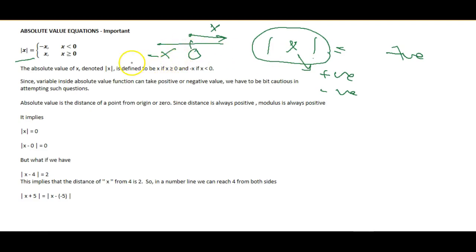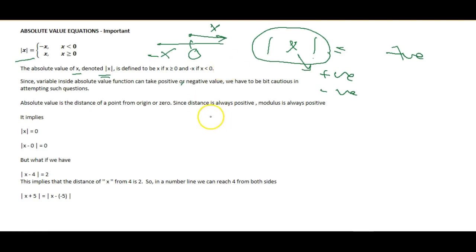Let us understand what the definition says. The absolute value of x, denoted by this symbol, is defined to be x if x is greater than or equal to 0, and minus x if x is less than 0. The variable inside the absolute value function can take a positive or negative value. We have to be a bit cautious in attempting such questions in which we have modulus.